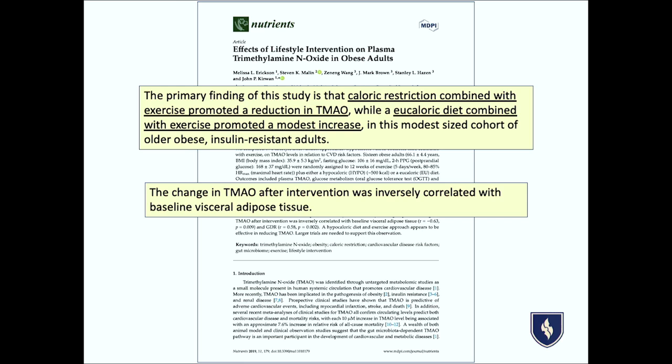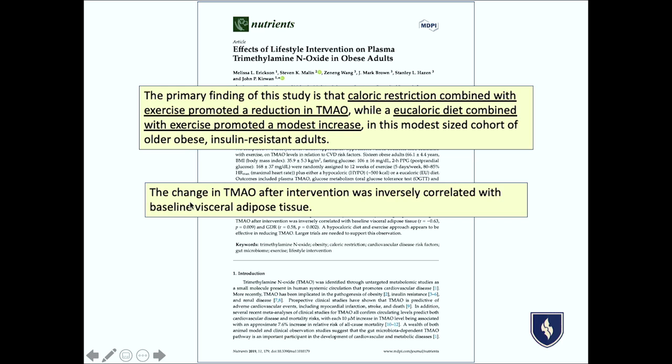So this was done with caloric restriction and exercise, the effects of lifestyle interventions on plasma TMAO in obese adults. And what they found was the primary finding of the study is that caloric restriction combined with exercise promoted a reduction in TMAO, while a eucaloric diet, which means they eat the exact amount of calories they need for their energy demands, combined with exercise, promoted a modest increase in the smallest size cohort of obese insulin-resistant individuals. So basically, they found caloric restriction reduced their TMAO levels. Exercise wasn't necessarily really a factor there.